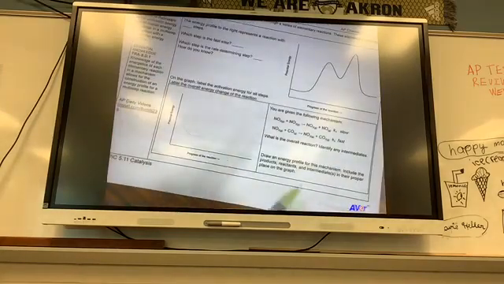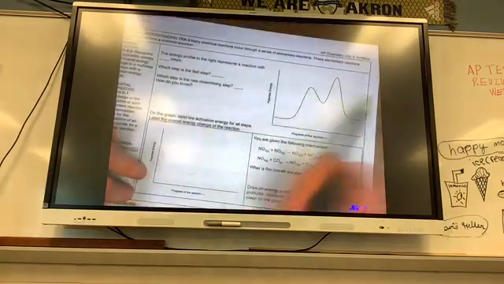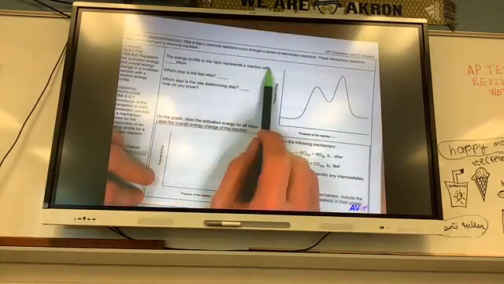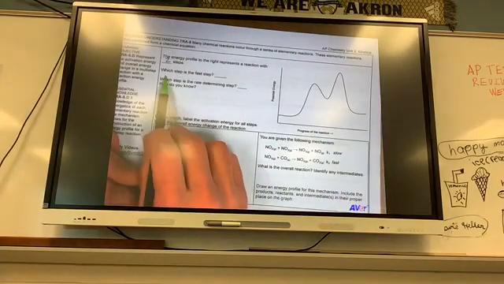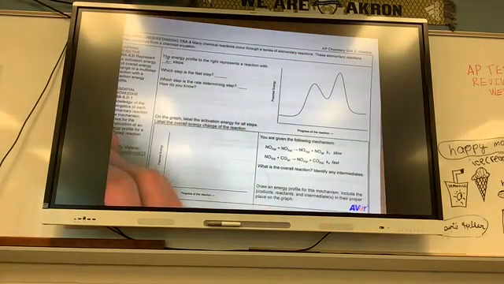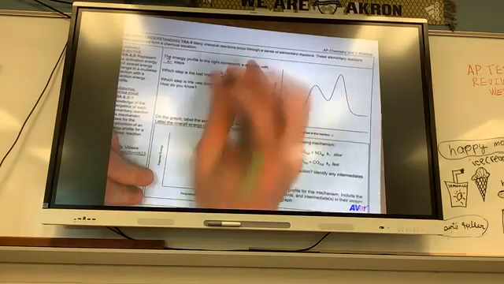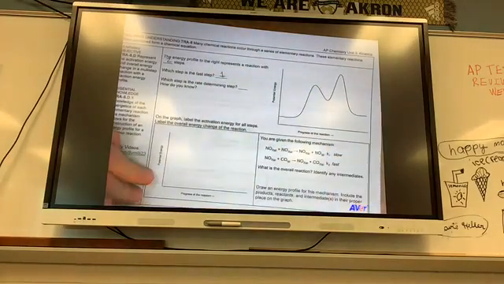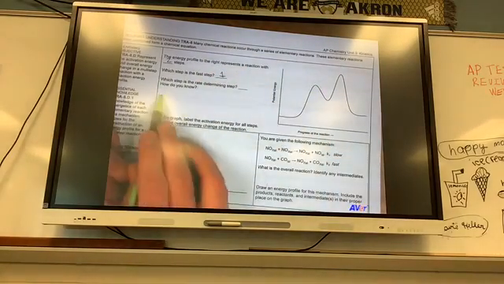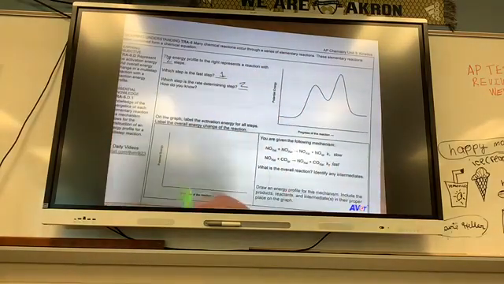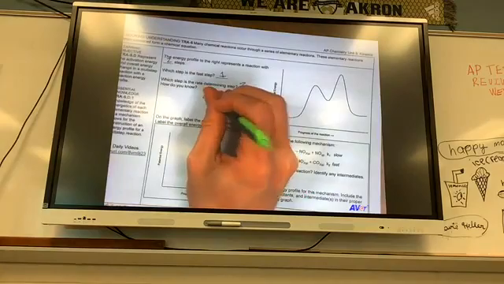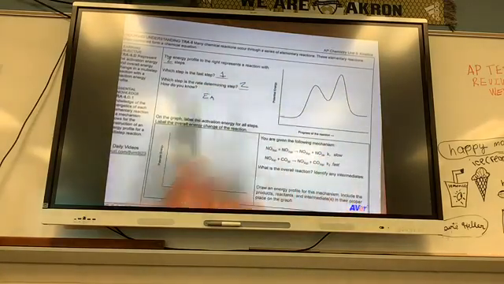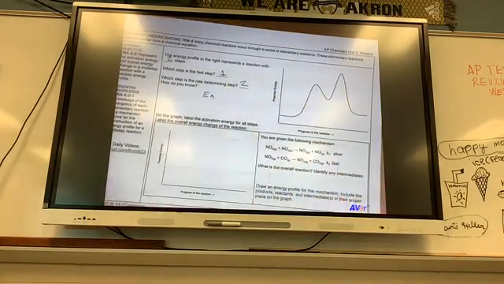Okay. Ooh, I got two humps. The energy profile to the right represents a reaction with two steps. Which step is the fast step? Step one. How do you know? Lower activation energy. The rate determining step is step two. So like I just said, you just look at the activation energy. Higher activation energy, slow step. Lower activation energy, fast step.